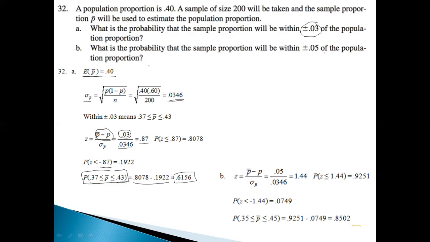Now, similarly, for the next one, all they want us to do is the 0.05. So really, all we have to do is change the value here and find the number here. That's going to be the 1.44, and then we find the plus probability and the minus from our table, so 0.9251 minus 0.0749, and that gives us the probability of 0.8502 that it's going to be between 0.35 and 0.45, which is 0.40 plus and minus 0.05.